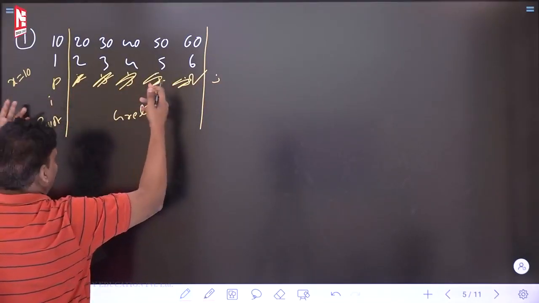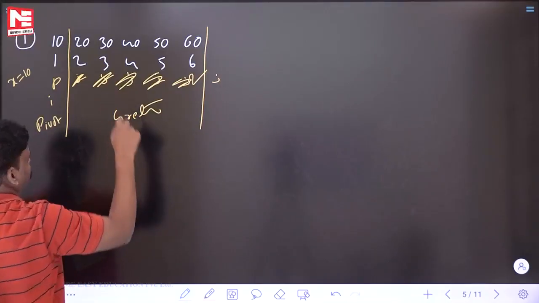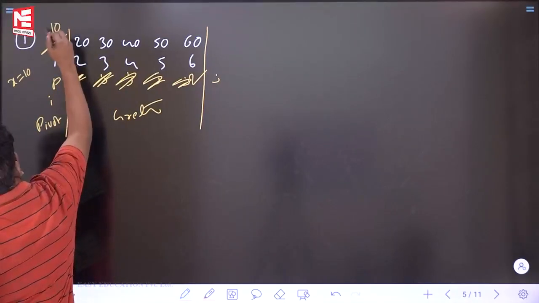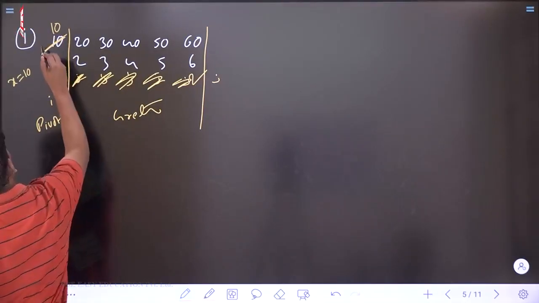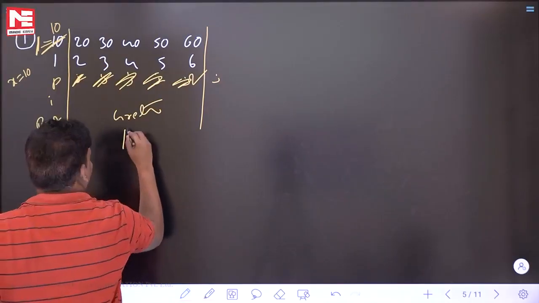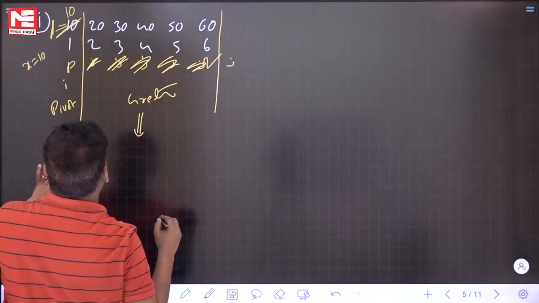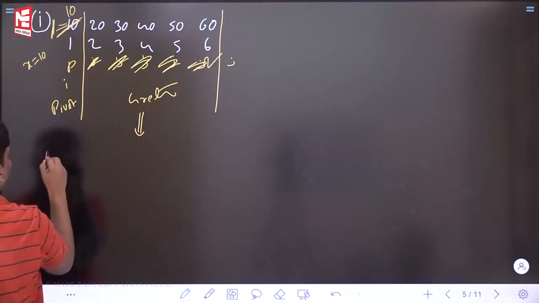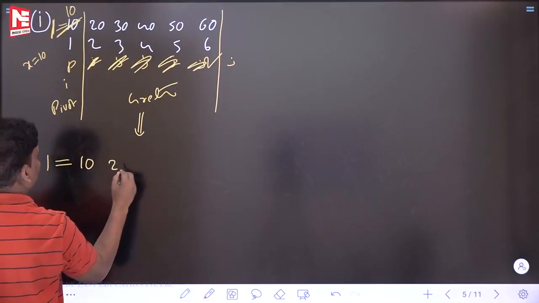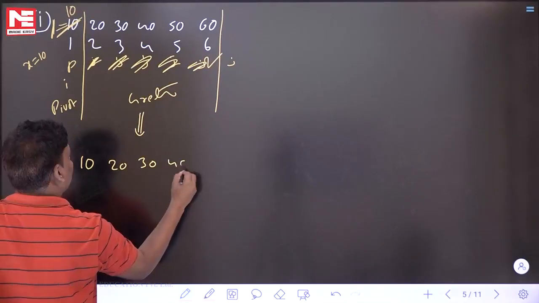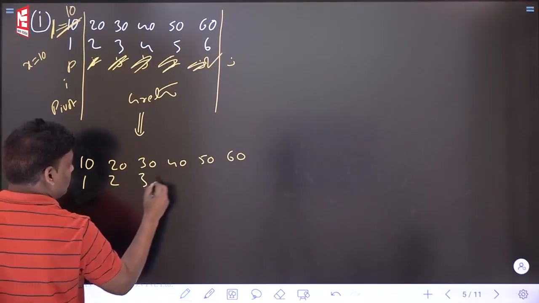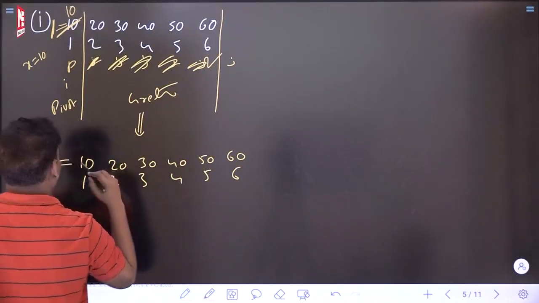Can you help me know what is the next step? After the for loop is over, out of the for loop, what is this? Swap A of P, A of I. I think swap that itself. Afterwards return I. What is the I value? 1. It will finally return 1. Now some people are asking, sir, after completion of this algorithm, can you write the answer we got? Let me write. 10, 20, 30, 40, 50, 60, at positions 1, 2, 3, 4, 5, 6.